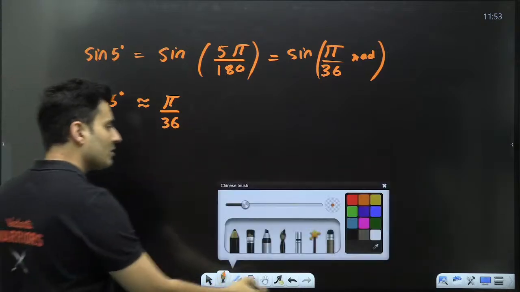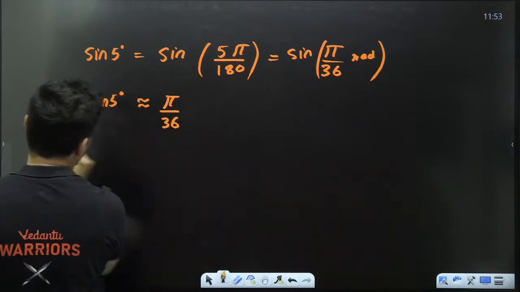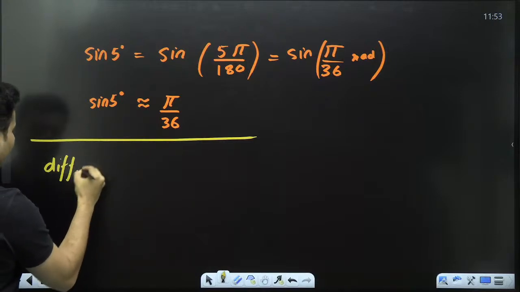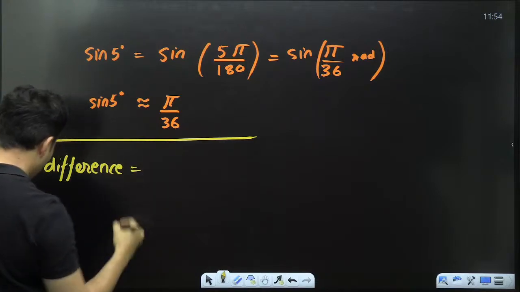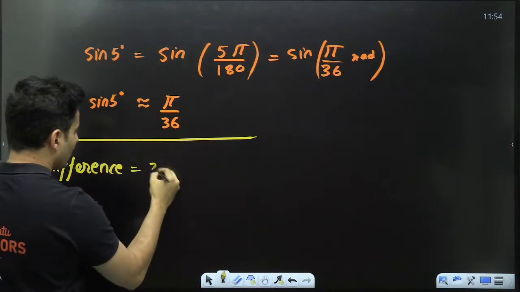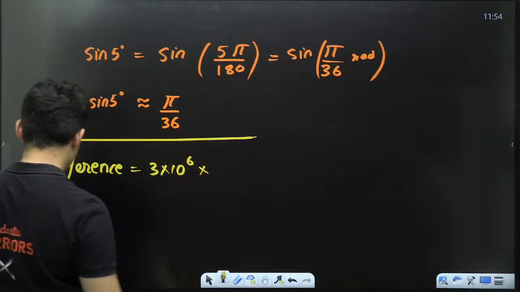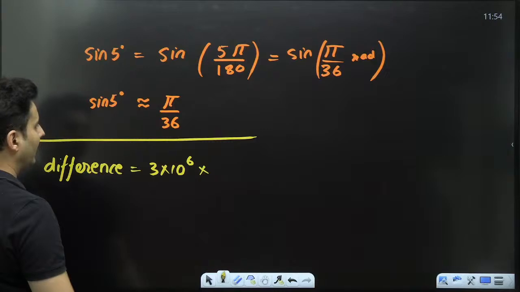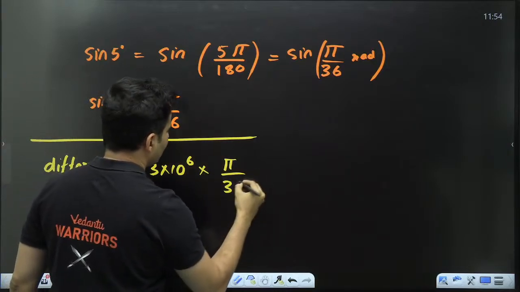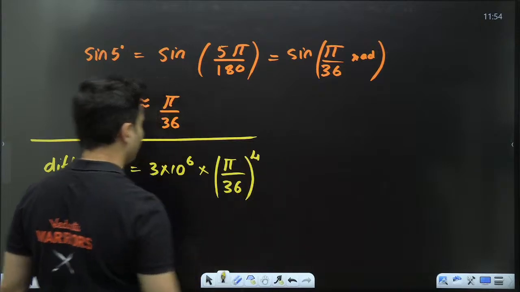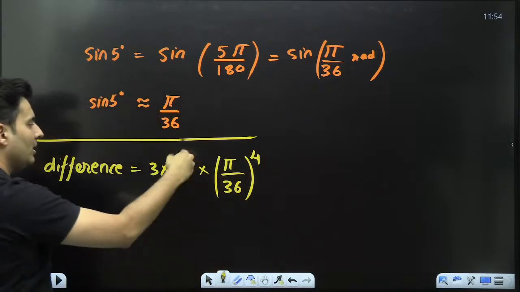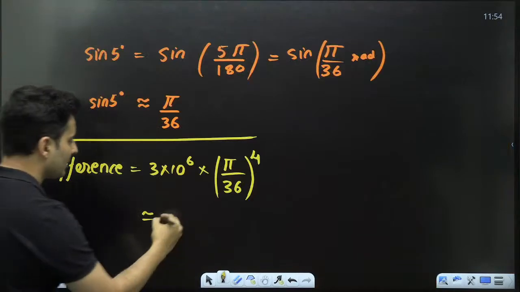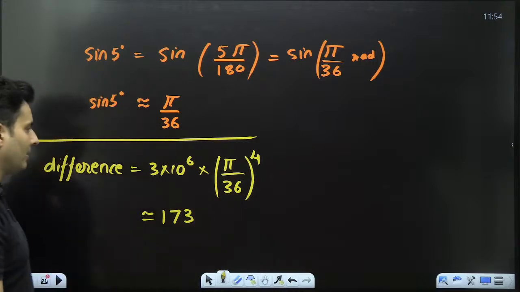So therefore, the previous part of the question continued. If you do this, that particular difference will be nothing but 3 into 10 to the power 6 multiplied by sine raised to 4 of 5 degrees. So pi by 36 whole raised to 4. This is a very small number. When you do the math, you will get the approximate difference to be 173. Yes, approximately 173 will be the answer. Just do the math.